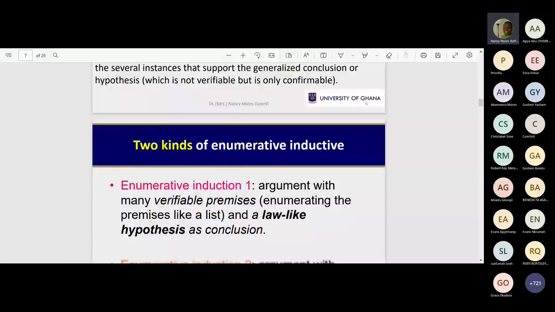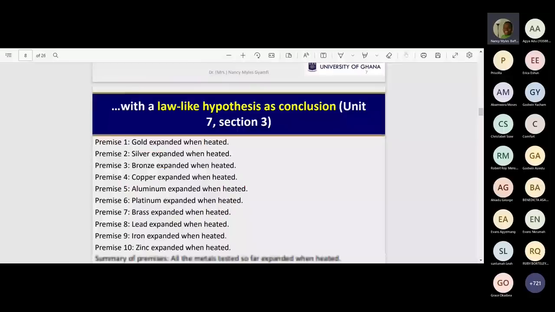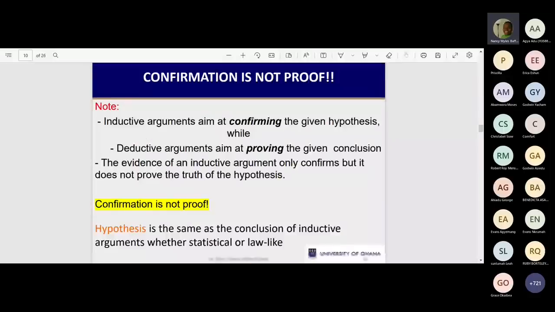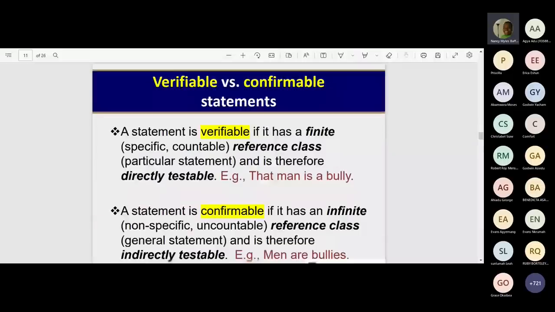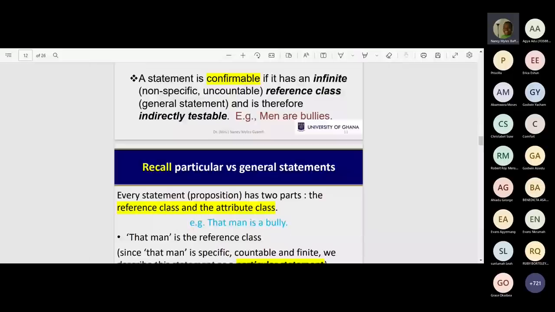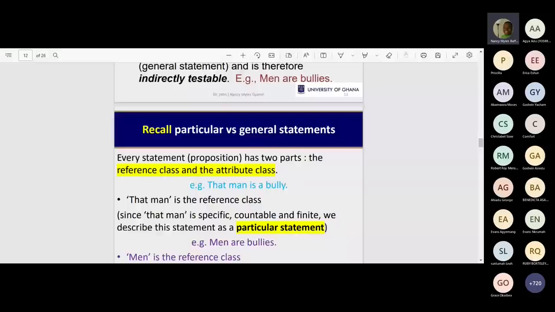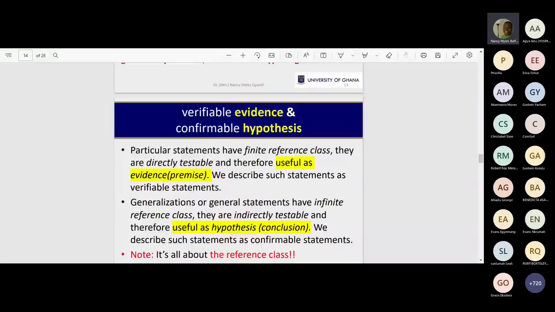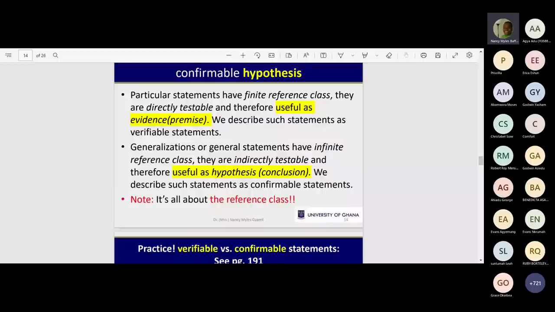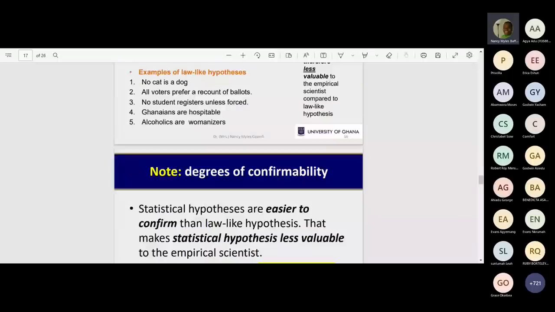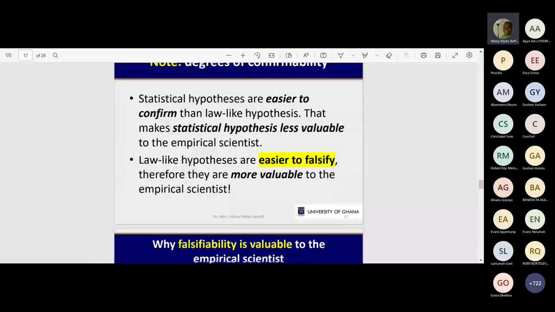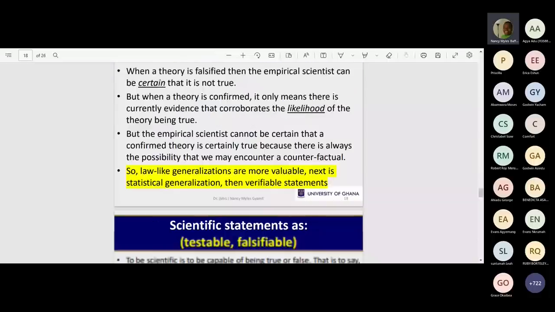Now see. We know confirmation is not proof, so those ones I'll move. We know verifiable versus confirm. I'll come back to that. But why would all this particular versus general, you have seen it. So I'm going straight to why the logic. You see what I'm doing? All this, you've seen the examples, degrees of confirmation. Now let's go and see why the sign. Very good. This is it.